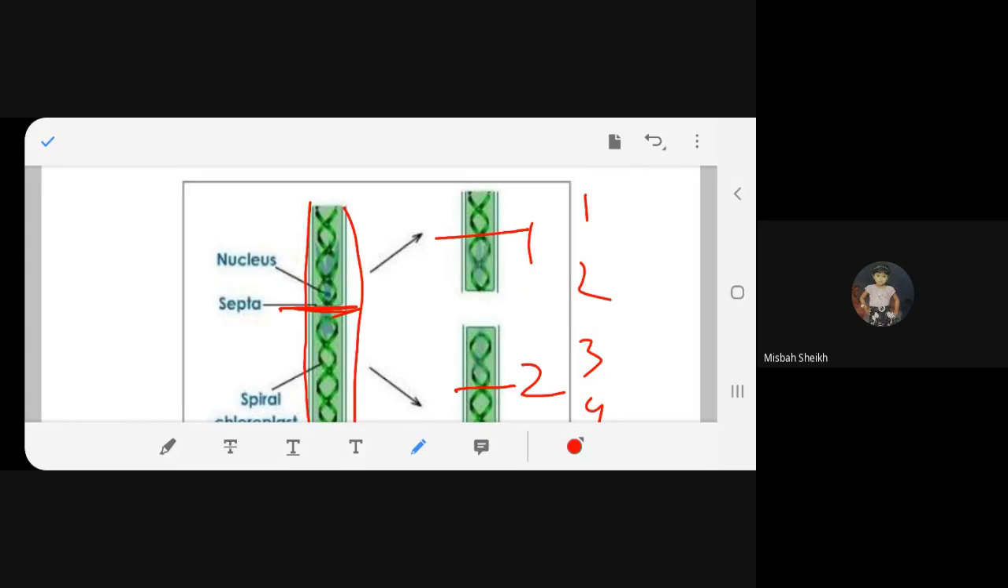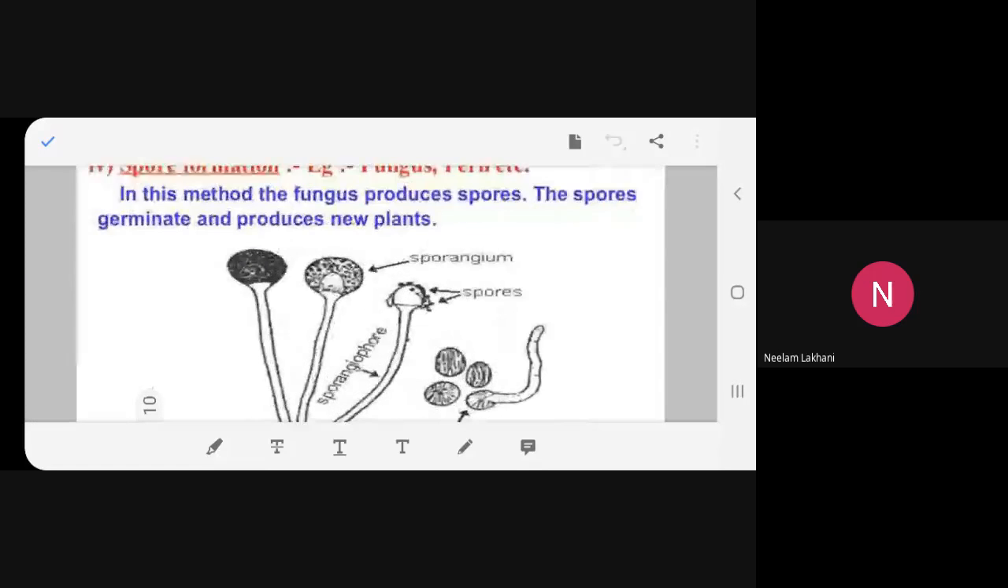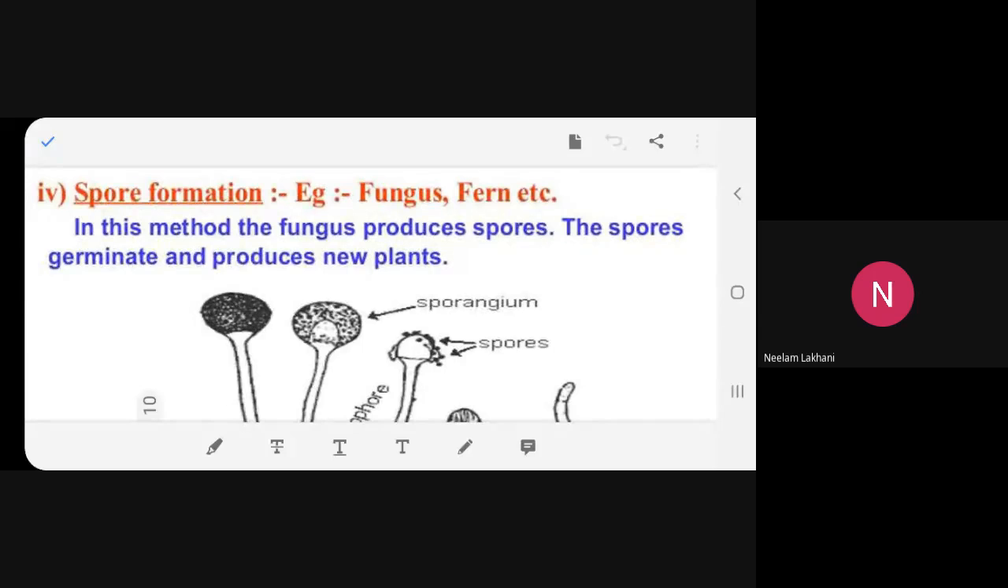So it keeps on happening. Now that breakage could be due to accident or purposely. If I break it into two pieces, those two pieces will form new individuals. And if I don't break and it breaks accidentally, then also it forms so many plants. If one plant breaks into two or three or four, that many plants will be formed. Now we come to the third one, that is spore formation.